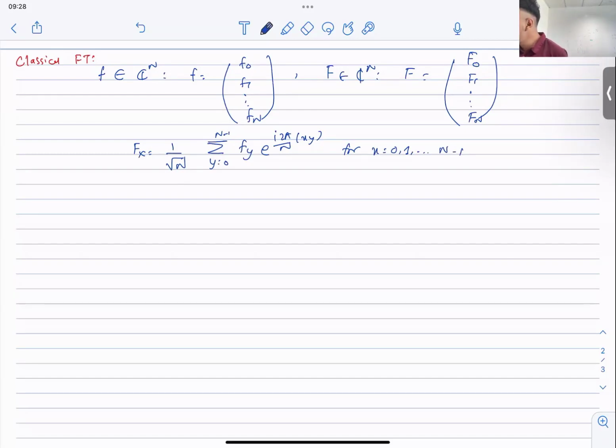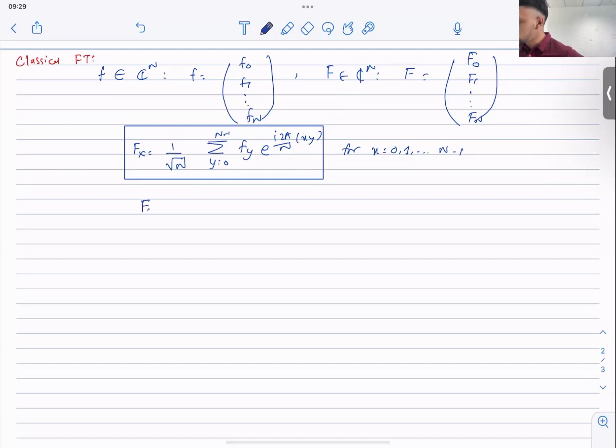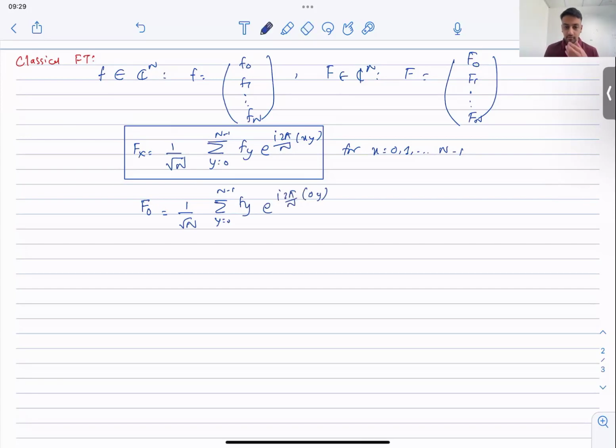To do this operation, if you focus on this equation, look at individual points. For example, if I want to compute F0, just the first index, what do I need to do? I need to go over every single y, fy, where x is 0, so 0 times y, right? So this is just 1. If you focus on this, you'll find that you need order of n squared operations.